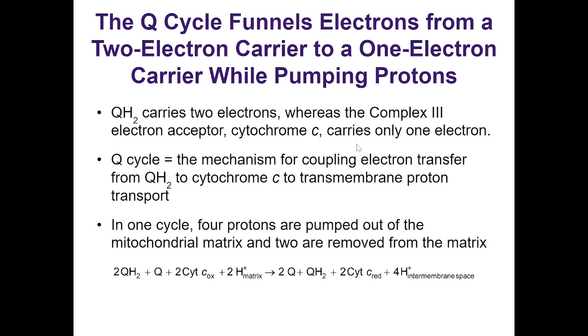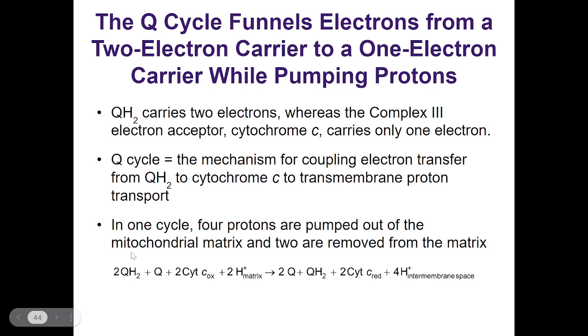So this is the mechanism for coupling electron transfer from your QH2 to the cytochrome C to the transmembrane proton transport. In one cycle, 4 protons will be transferred out of the mitochondrial matrix, and 2 are going to be removed from the matrix. And so what we get here is a QH2 and a Q. This is going to have 2 of these cytochrome Cs, which are oxidized. And again, remember, each of these can do 1, while these right here can do 2 at a time. So this is going to have 2 H+ from the matrix cycling up.